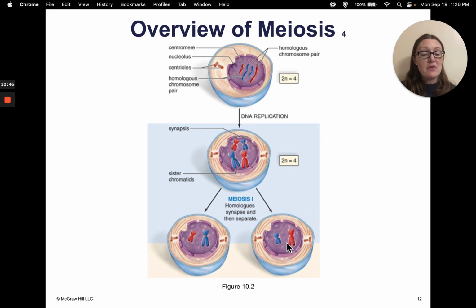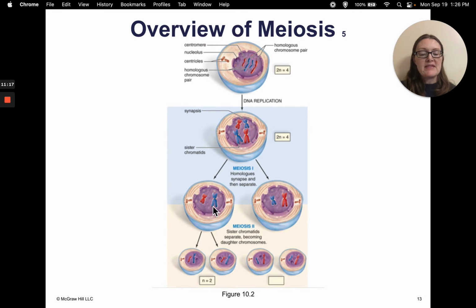Now there are different ways this can be combined. Maybe both blues end up on that side, and that's okay. That's part of the random process. Maybe both reds, one big red and one little red, wind up over here, and that's also okay. Another part of the random process. You can see how this would be very random if we had 46 chromosomes that we had to work with. So the first step, meiosis 1, is where we take the homologous chromosomes and we separate out the homologous ones. So one big and one little on each side.